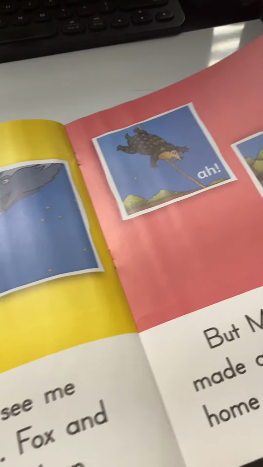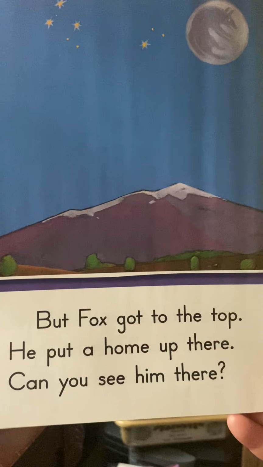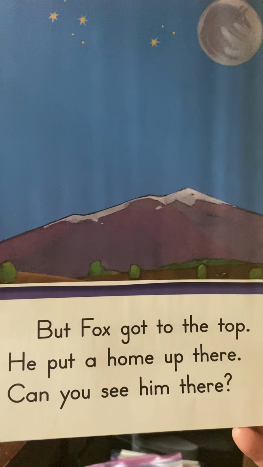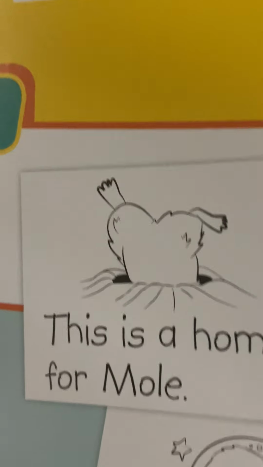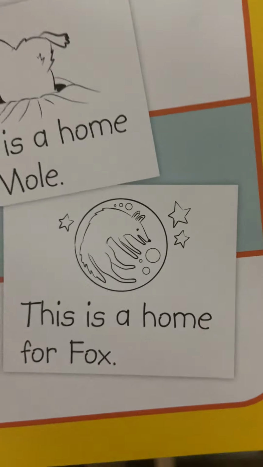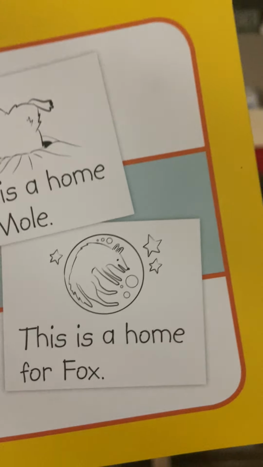Mole lets go of the rope and he falls down head first into the ground and makes a hole. And he decides that's where he wants to stay. There you go. Now we understand this. This is a home for Mole. The hole. This is a home for a fox up on the moon. He's up in the moon.